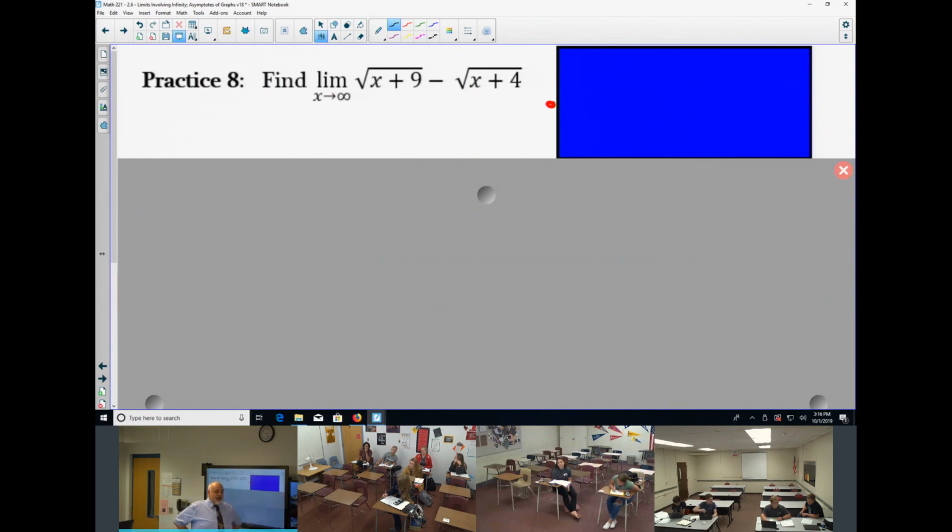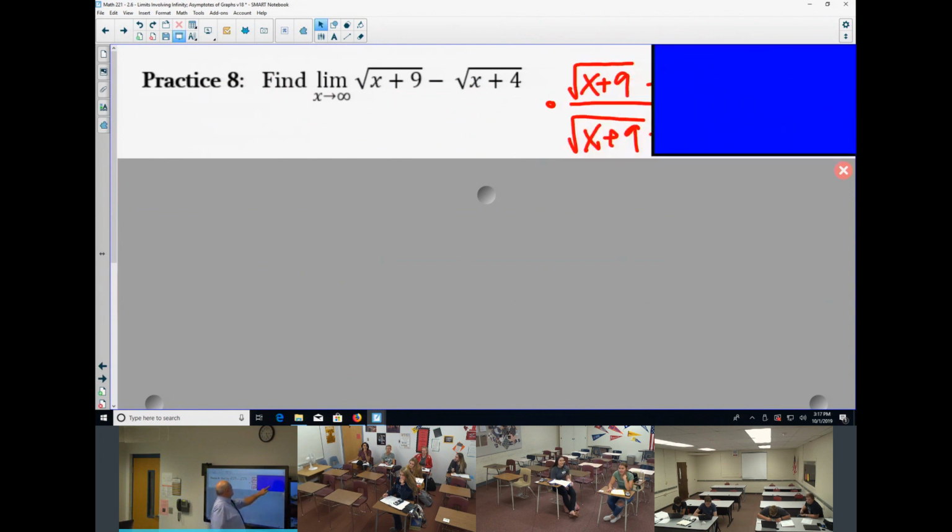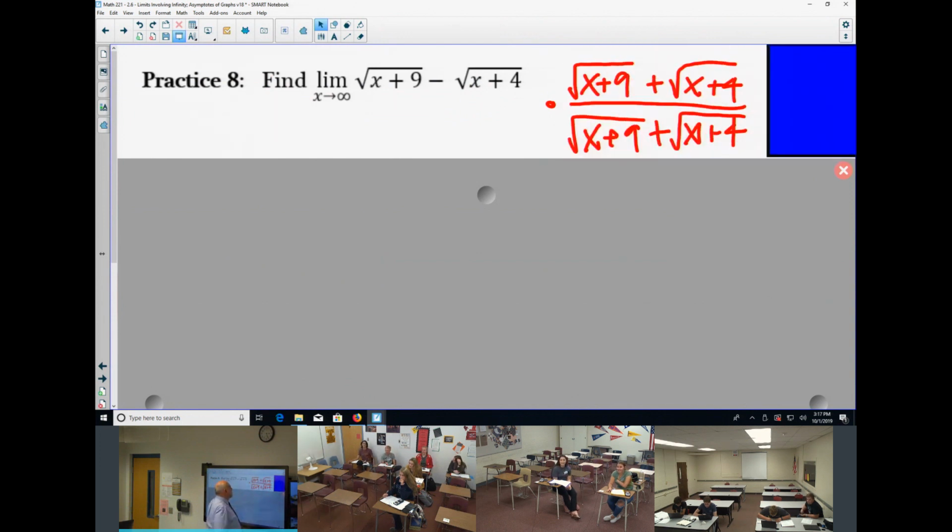Okay, so Hannah, what do we multiply by? Hannah Z. What do we multiply by? The conjugate. So what is the conjugate here? Square root of x plus 9 squared minus square root of x plus 4 squared. Okay, square root, you mean. Okay. So we're going to multiply numerator and denominator by that.